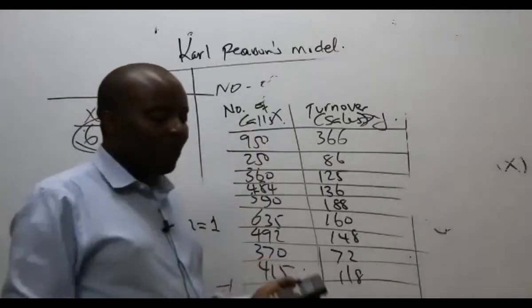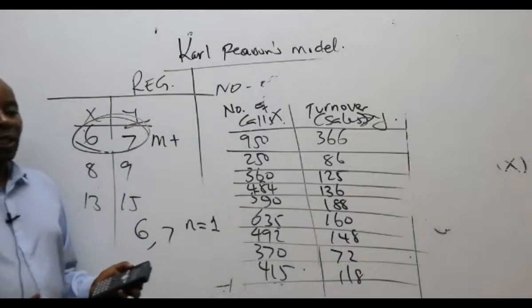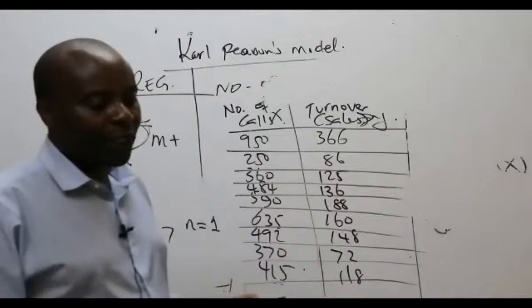13, 15. Then you say M plus. What are you able to see there? You say M plus. It says n equals 3.